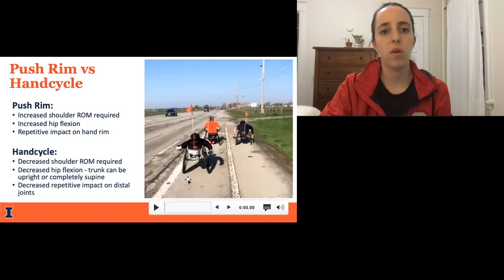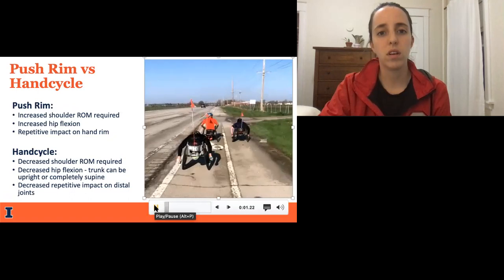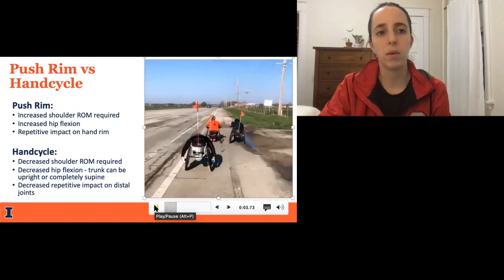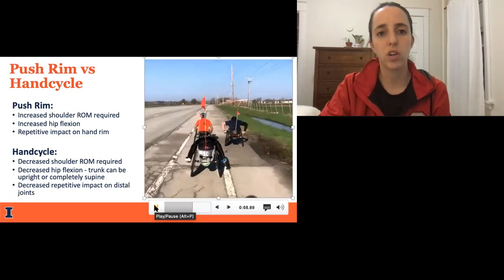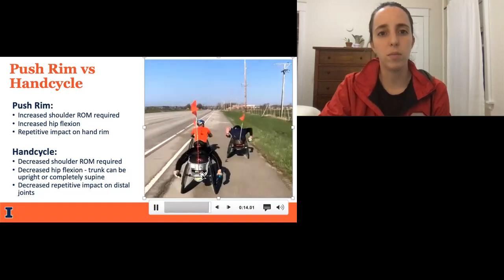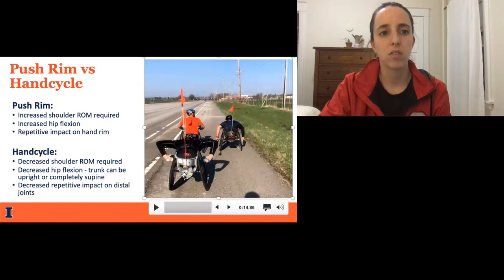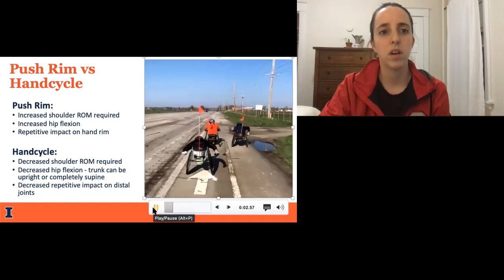So we'll look at a quick video of the difference between the two. These two racers here in the black shirts are using push rim chairs. And then this athlete here in the orange is using a hand cycle. As you can see, the athletes in black are using increased shoulder range of motion compared to the athlete in orange. They're also sitting crouched in their chairs with more hip flexion. You can also see their feet poking out the back here.